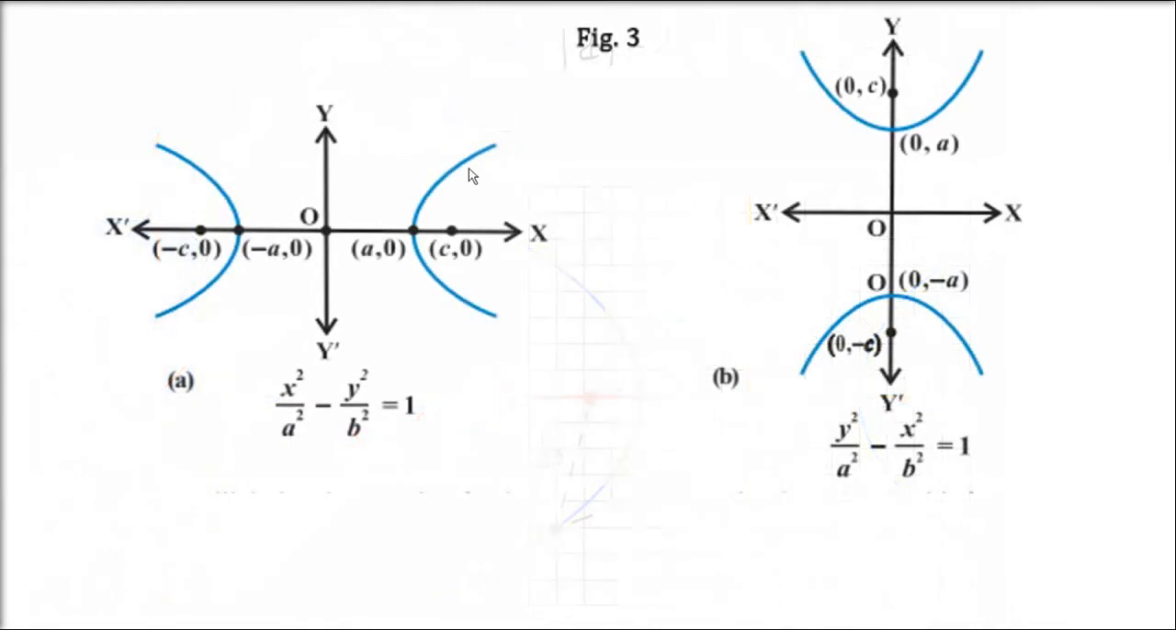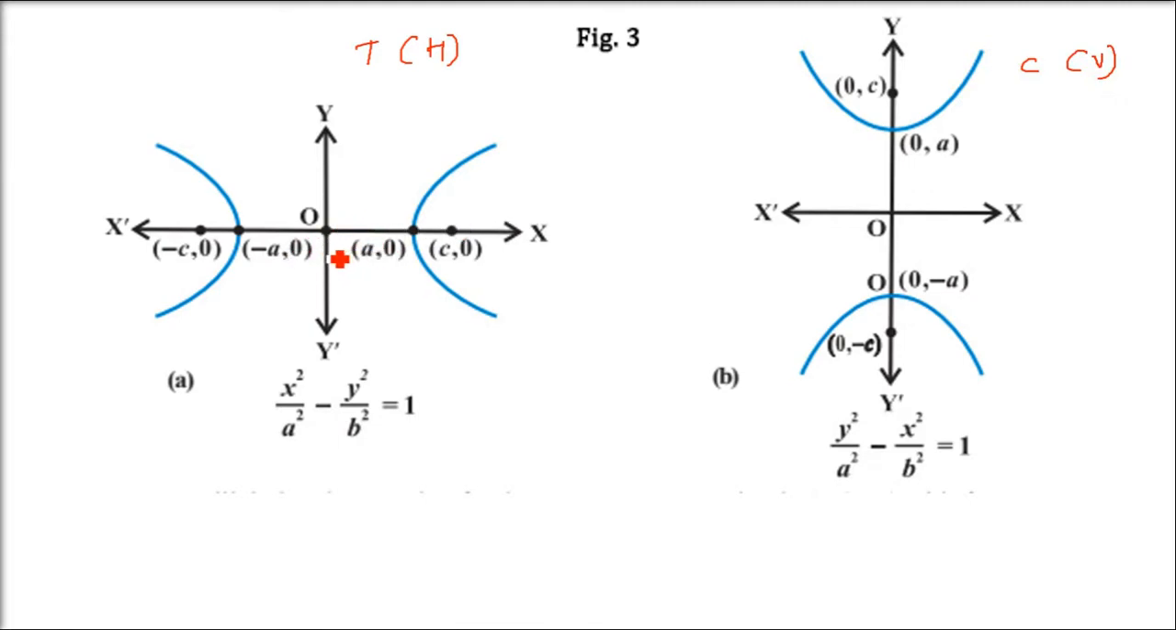But here we'll call them by other terms. You can always call them horizontal and vertical, nobody is going to say anything. But in mathematical terms, the left one, which you see as the horizontal hyperbola, is transverse. The right one, which is the vertical, is conjugate.